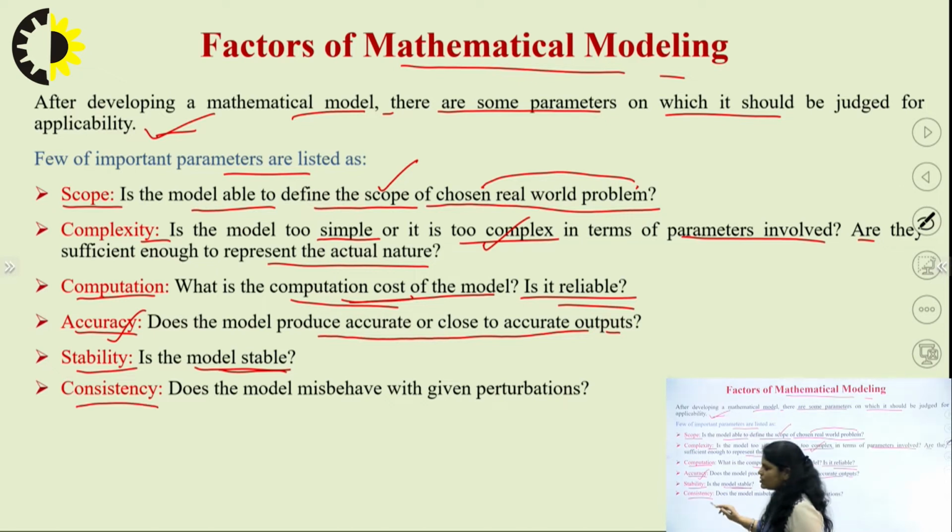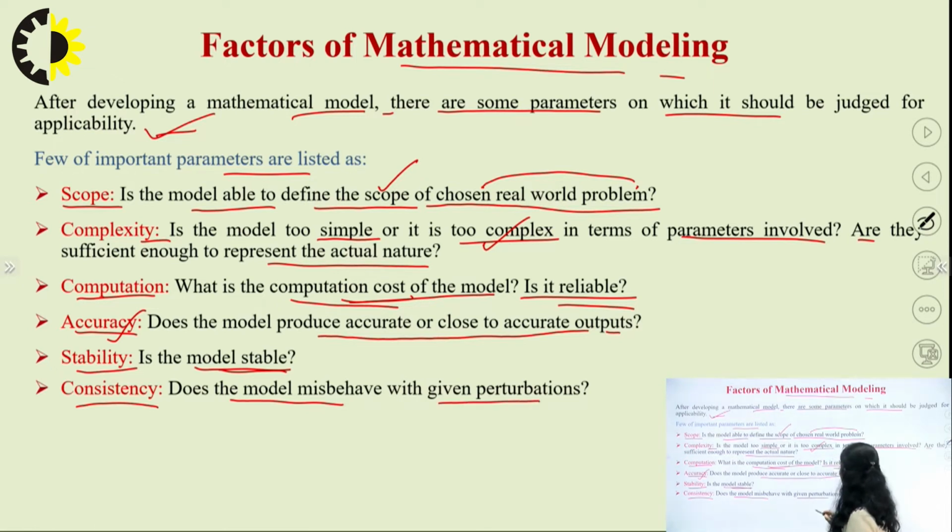Then we come to the consistency. So what is the consistency? It is basically the quality of having the same standards or behaviors. So we will check whether our model misbehaves with the given perturbations. Perturbations means if there is a small change in the physical system, then whether our model is stable or not, whether our model is behaving properly or not. It should not change. So these are some parameters for which we have to check our mathematical model.